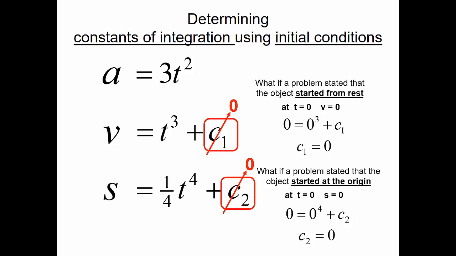So the constant of integration depends on our initial condition. If the object did not start from rest, then our constant c1 would have to be some value which would be equal to our initial velocity. And if the object did not start at the origin, then our constant c2 would have to be something other than 0. Let's look at the case of where we have constant acceleration.